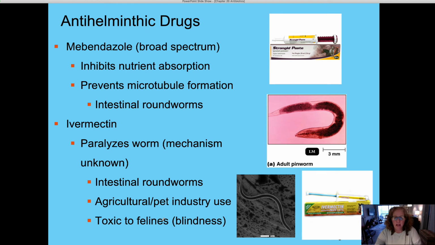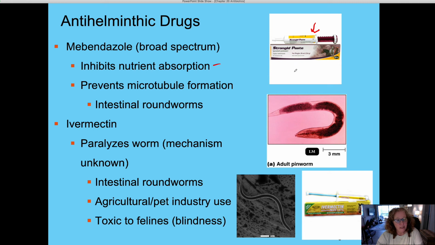Mebendazole is sometimes found as pyrantel pamoate. It's the Strongid paste. We used to use this, and it's used in horses quite a bit. It prevents the formation of microtubules and inhibits nutrient absorption, so that any worms would get passed out, usually through feces. It's also a deworming paste.